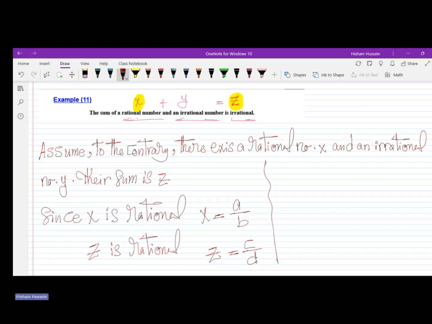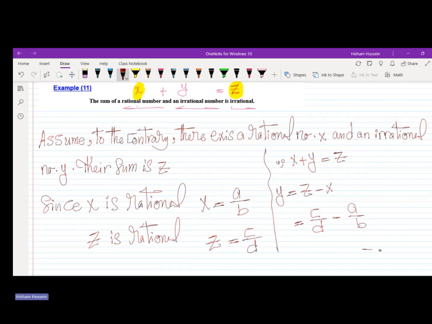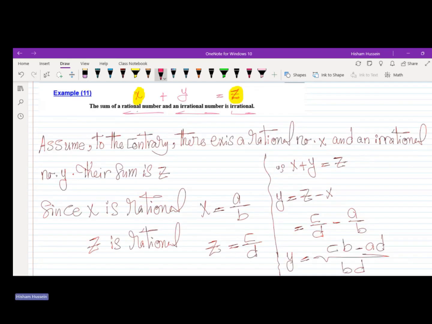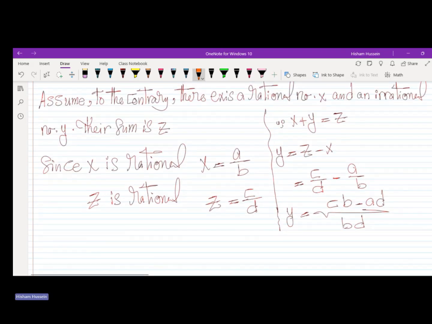Since x plus y equals z, this means that y equals z minus x. So y equals z, which is c divided by d, minus x, which is a divided by b. Okay, common denominator, it's bd. In the numerator, it will be cb minus ad, which means that this y is written in rational form. It contradicts what is mentioned at the beginning, that y is irrational. So you will mention that this is a contradiction.